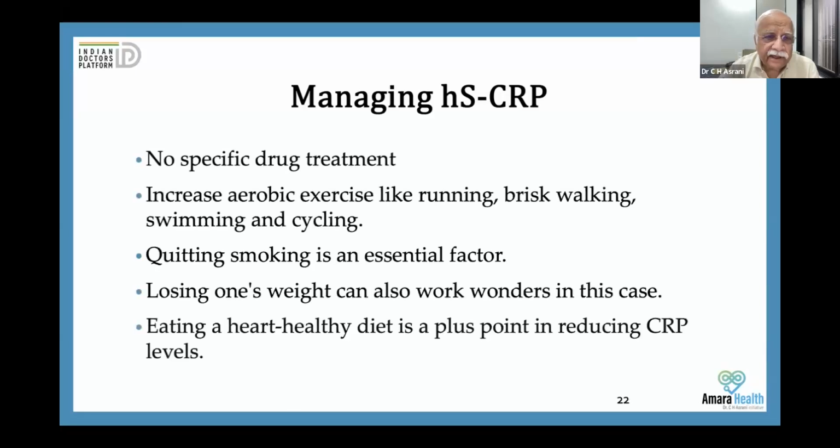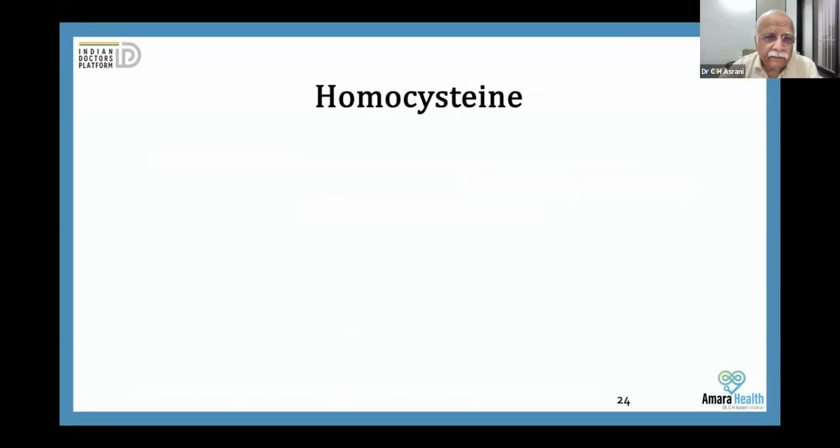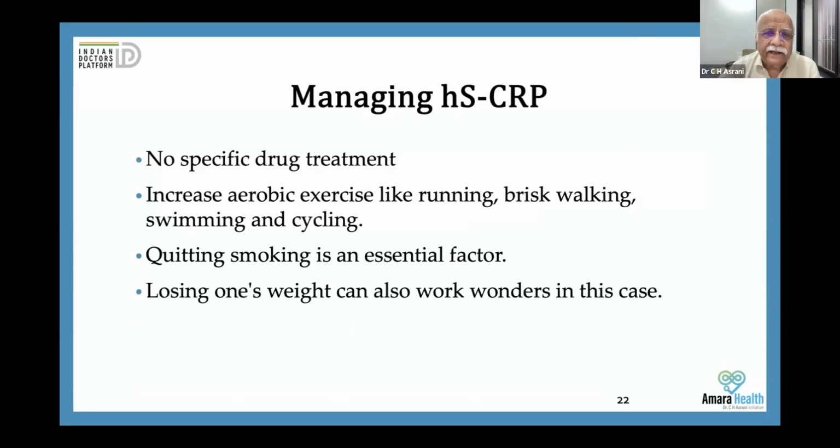Wait a minute, that one slide. Okay. So that slide somehow got deleted.